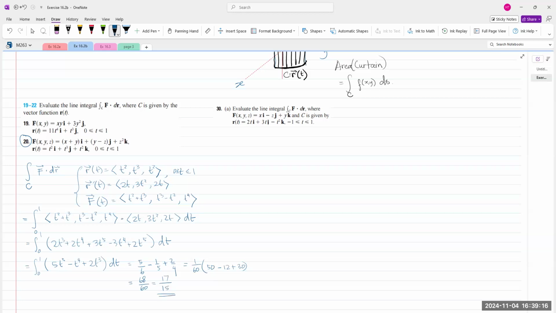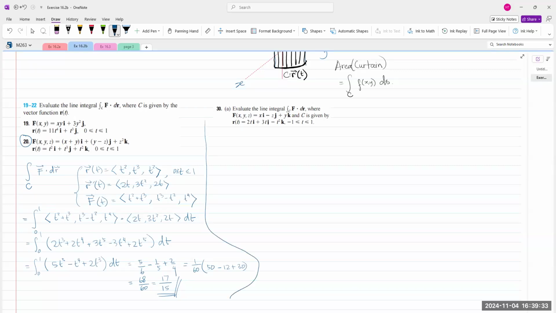So this is what I get. Again, assuming that I don't make any mistakes, recently I make a lot of algebraic mistakes, but the underlying idea is basically the same, like that. That's for number 20. Let's go on with number 30.